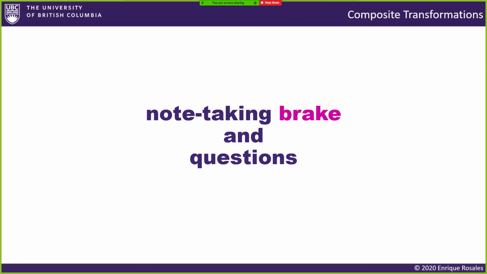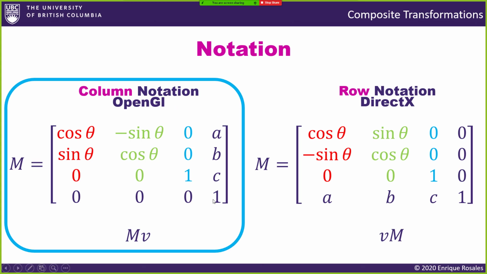Okay, so Drew is asking, if the zeros at the bottom row had other values, subsequent translation would get really weird. Yes, exactly. That is a very good observation. So if I come back, this last row, in the case of column notation, or the last column in the case of row notation, should be 0, 0, 0, and 1. So please never put a different number in these things, right? Things can get very weird if you put another number.